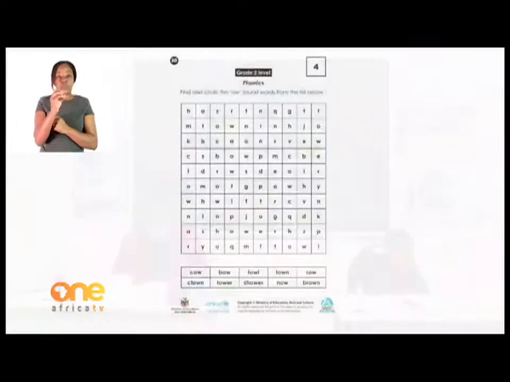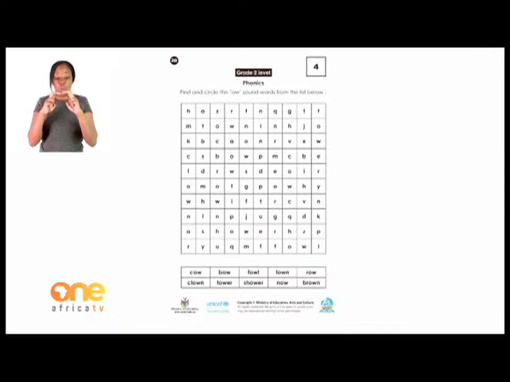So, let's look at page 20. There is a word search. We have to find the words which have the O and W sound in the word search there. It's not very difficult. I know you will do this in just a minute. First read the words here so that it's easy for you to find them. Once you have found them, you have to circle them for me. Are we together? And then I will check with you.